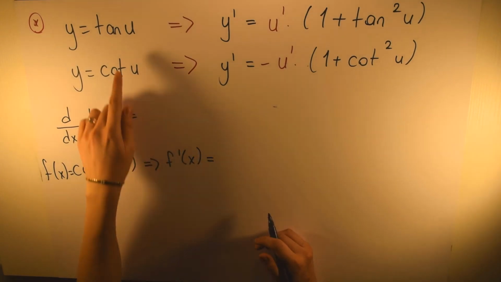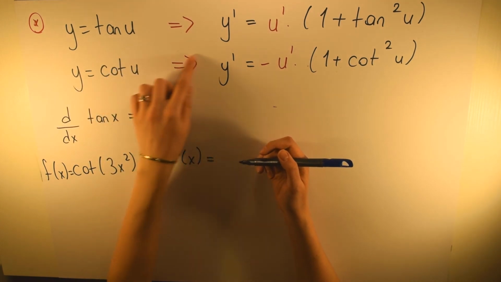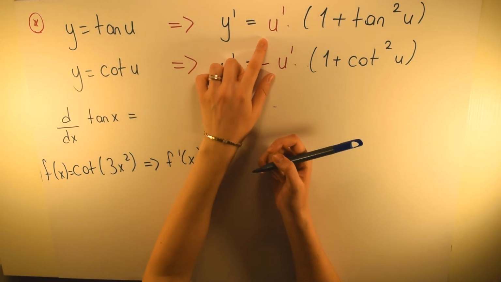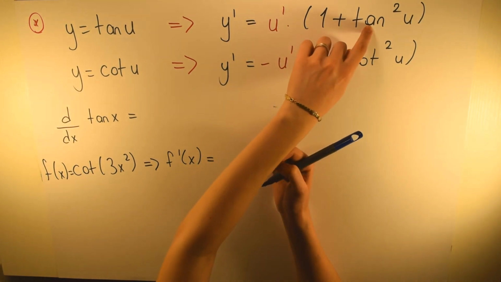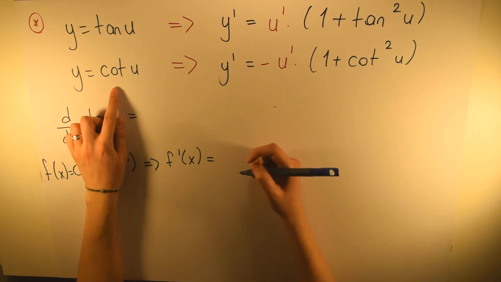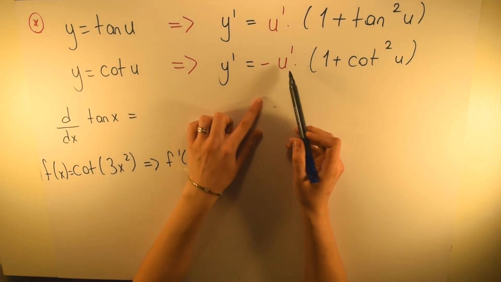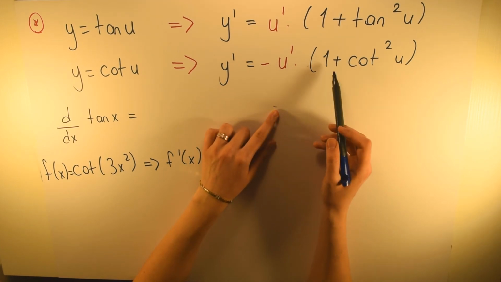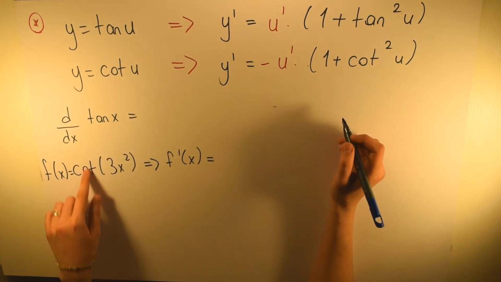Now let's continue with tangent and cotangent. Let's say y is equal to tangent u. So the derivative of y is equal to the derivative of u times 1 plus tan square u. Now let's say y is equal to cotangent u. So the derivative of y is equal to minus the derivative of u times 1 plus cotangent square u. Okay, so let's look at these examples.